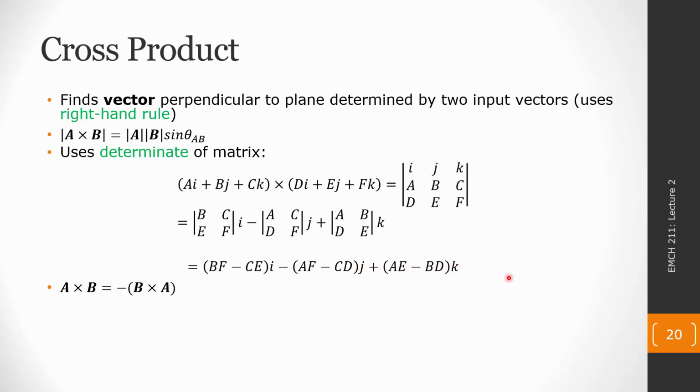So this result here, once again, is a vector. It has I, J, K components. Do not ignore the I, J, and K and come up with one scalar value. That's not how the cross product works.